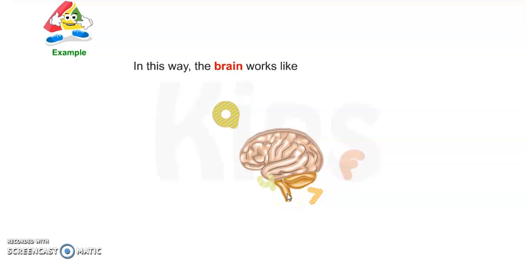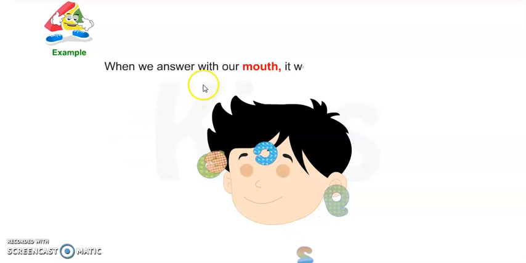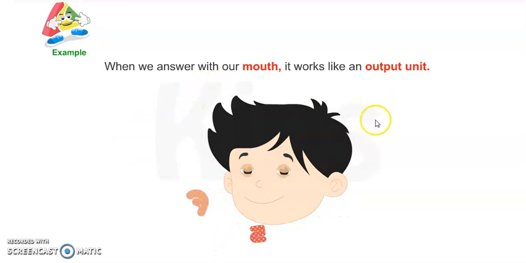Okay, and in a computer, which is the brain of the computer? It's the CPU. So all the processing work is done in the CPU. In this way, the brain works like a processing unit. When we answer with our mouth, it works like an output unit. Okay, understood? And all the basic steps: input, process, then output.